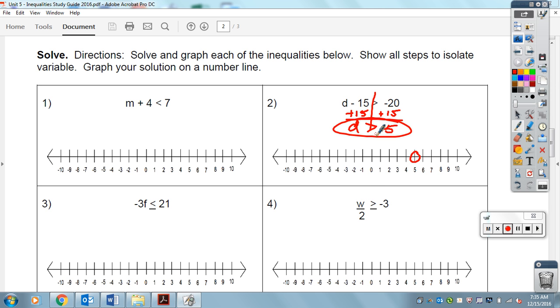So we're going to graph. Open circle because there's no line underneath. We're graphing the variable D. D is on the big side, and the big numbers are always to the right.